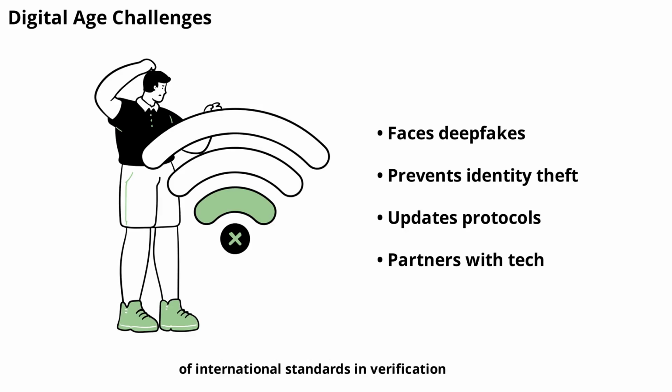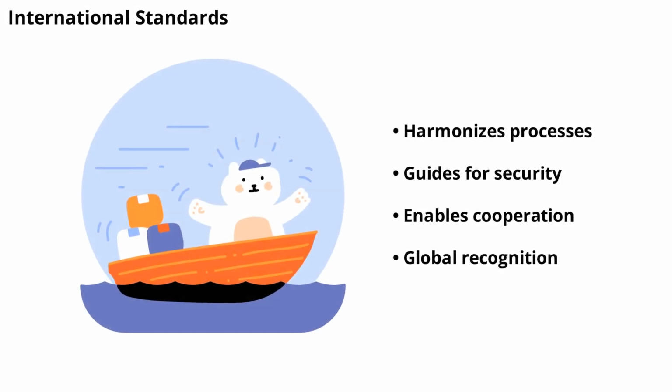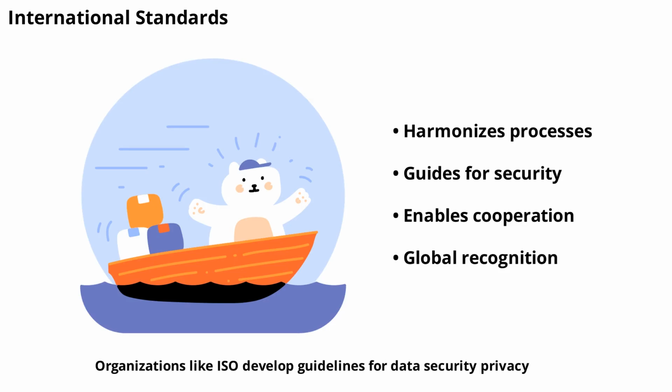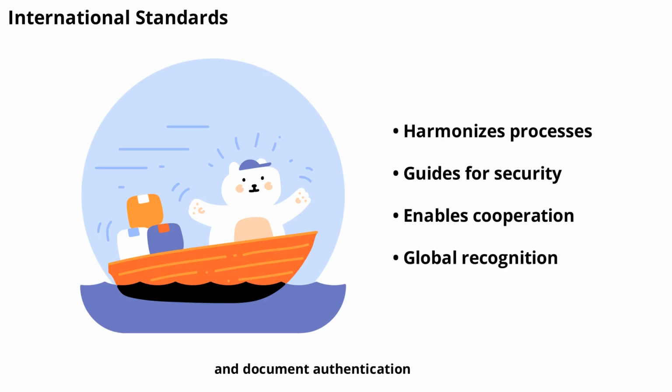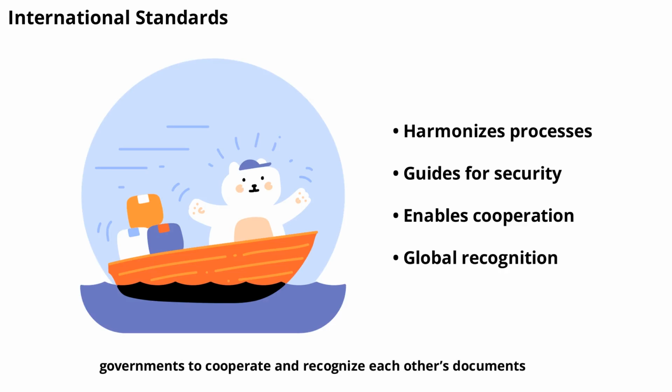Now, let's explore the importance of international standards in verification. International standards help harmonize verification processes across borders. Organizations like ISO develop guidelines for data security, privacy, and document authentication. Adopting these standards makes it easier for governments to cooperate and recognize each other's documents. This is especially important in a globalized world where people and businesses move frequently.